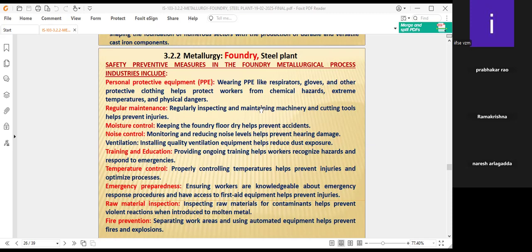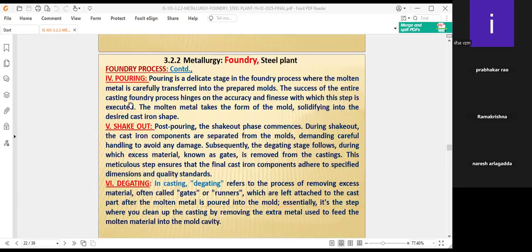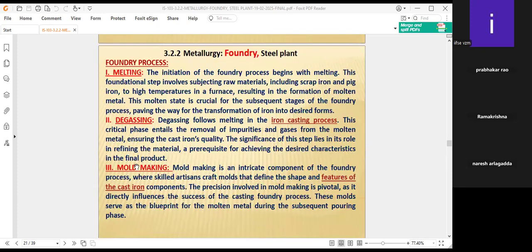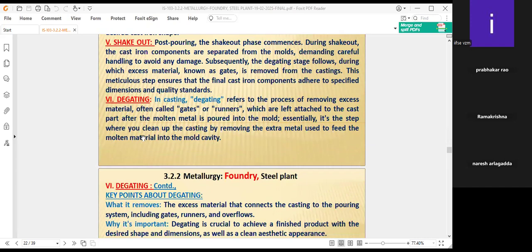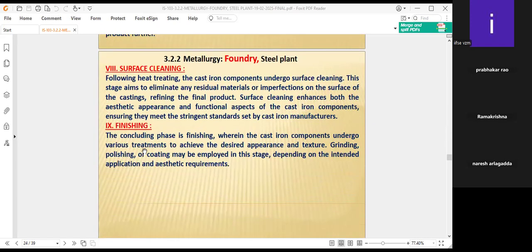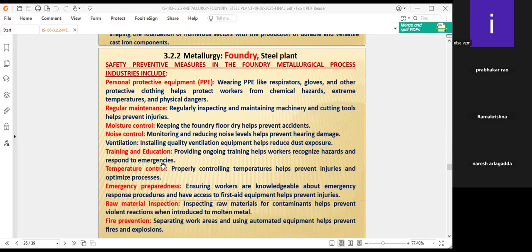Personal protective equipment: wearing PPE in the various steps we discussed, for example melting, degassing, mold making, pouring, shakeout, degating, heat treating, surface cleaning, and finishing. These steps are very important areas where all the employees involved in the process need to wear PPE. Each activity is important in its own way, the protective equipment is different, and we have to be very careful in this sensitive area.